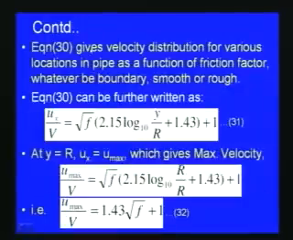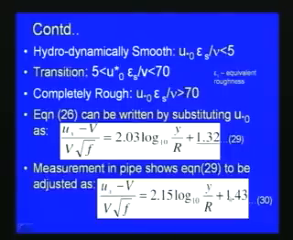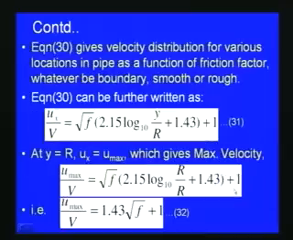Equation 30 gives the velocity distribution at various locations in the pipe as a function of the friction factor, whether the boundary is smooth or rough. So here this is an expression between the velocity at any location and the average velocity, with the friction factor. This expression we can use for smooth or rough pipe as a general tool.